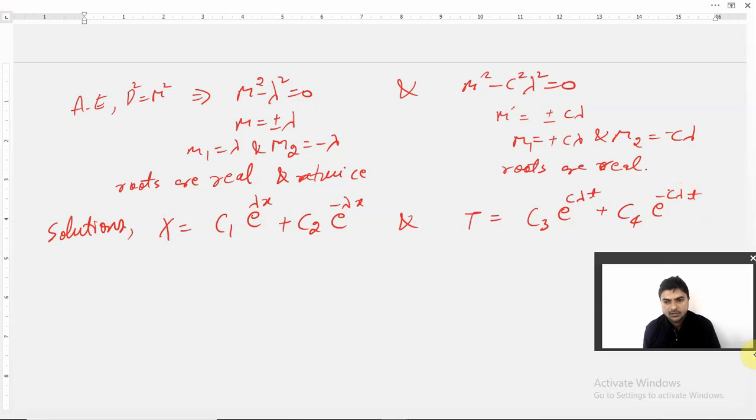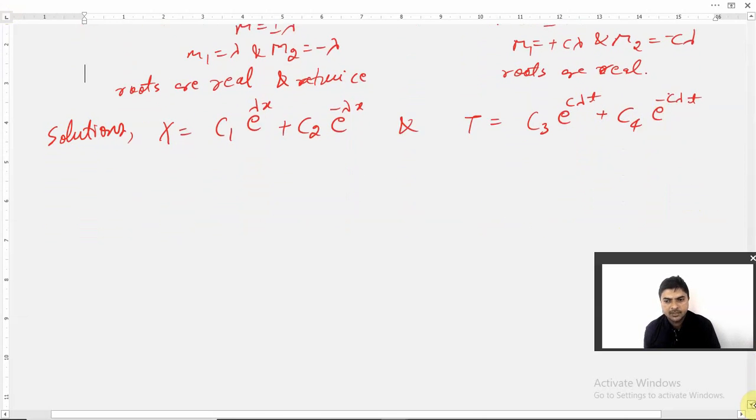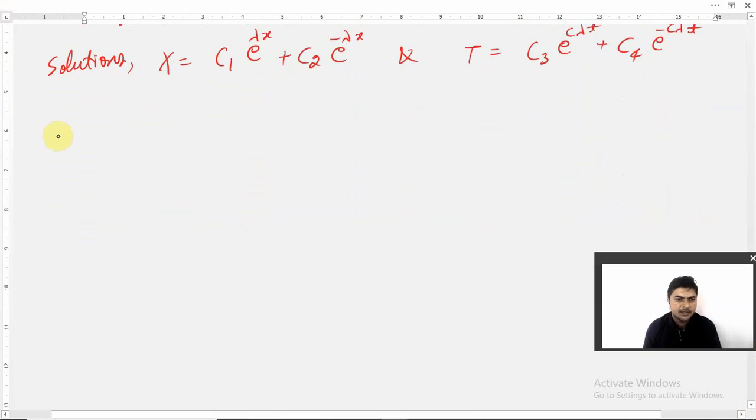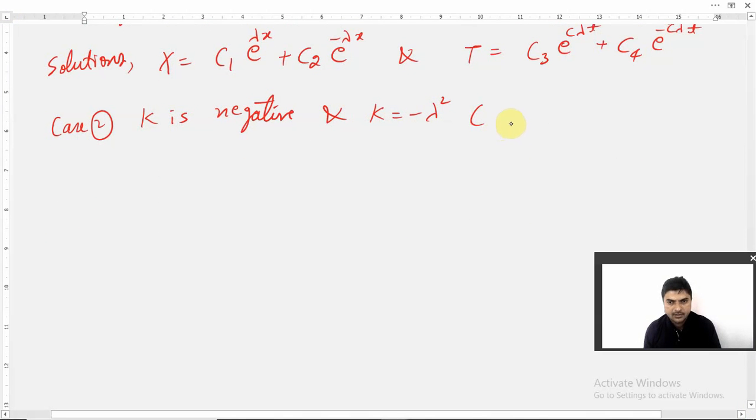Now suppose this k is negative, the wave is in the opposite direction, that time we get the case 2. What will be case 2? K is negative, and when k is negative, please remember we take k is equal to some minus lambda square. So this I am going to consider, and where lambda is real. Okay, let lambda be the real value, then only we can find the solution. Okay, again we are going to repeat the same way, only here k is equal to minus lambda square.